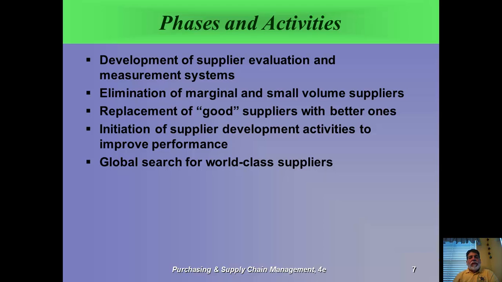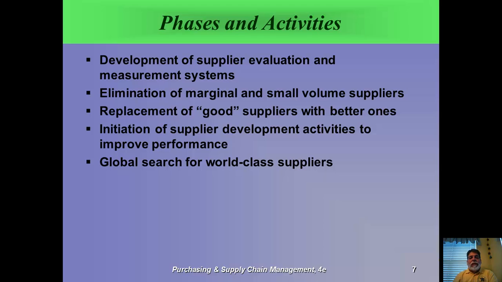Now, there are phases and activities to working with suppliers. We start first with the development of the supplier evaluation. We communicate this with them. We want them to be okay with it because they're going to have to supply us with information. Once we find our suppliers, we're going to start working towards the elimination of the marginal and small volume suppliers.